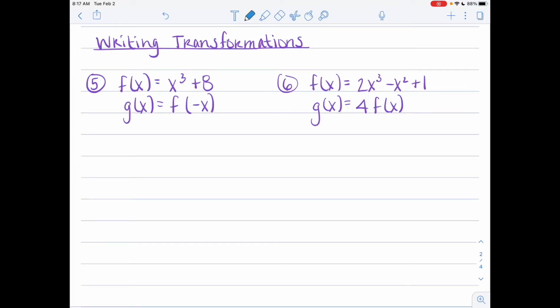Now, let's go the opposite direction. We are given a rule and we're asked to write the new function, the g of x. So we are told that we're starting with something besides the parent function now, x to the third plus 8. So we have already moved up by 8. And now we want to do f of negative x. Let's refresh our memory on what a negative x in parentheses does.